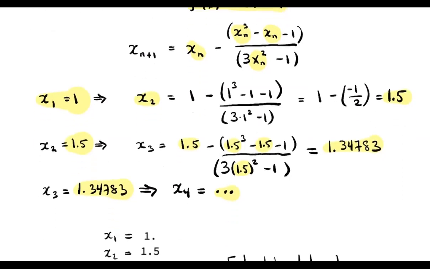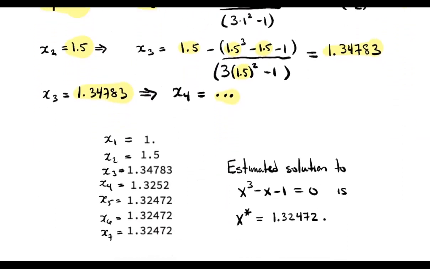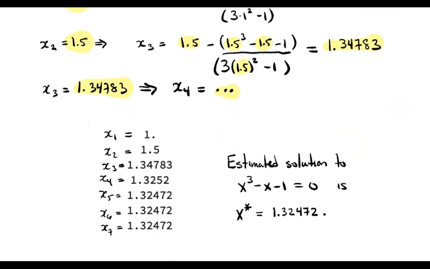So I did it before making this video, and I'll show you what my result was. We did this by hand. We got x2 equals 1.5. I showed you this one, 1.34783. And if I keep going, those are the results.